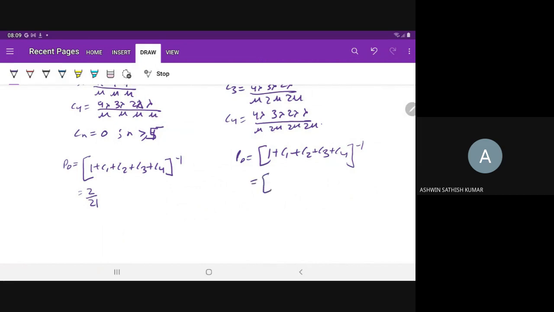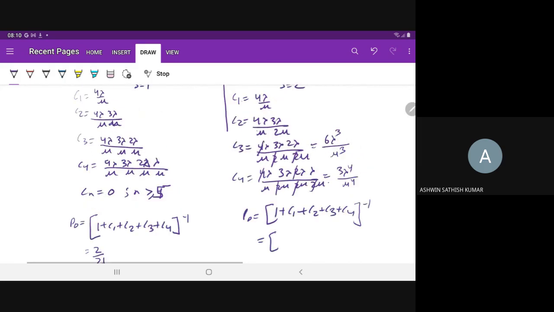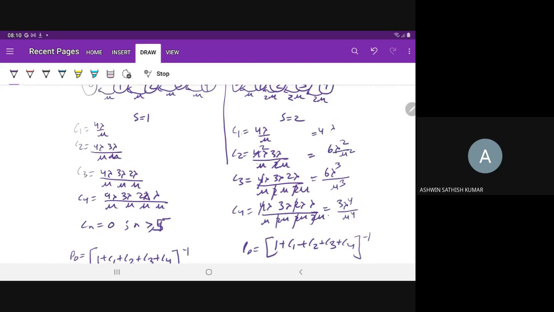So this will be 3 lambda to the power 4 upon mu to the power 4, then 6 lambda cube upon mu cube, then 6 lambda square upon mu square and 4 lambda upon mu. And lambda upon mu is equal to rho.